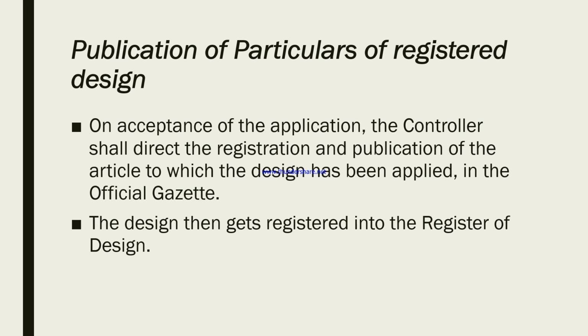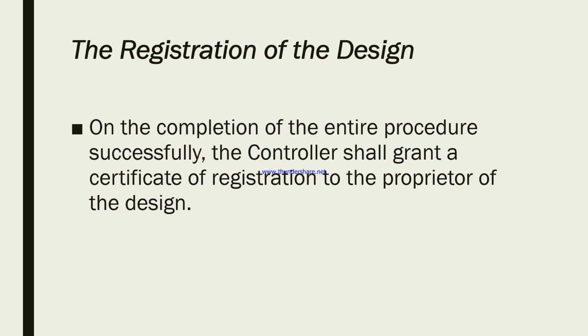Next, publication of particulars of registered design. On acceptance of the application, for example, if the Controller is satisfied that the application is correct and the registration can be proceeded, the Controller can direct the registration and publication of the article to which the design has been applied in the official gazette. So, news of registration of the design will be published in the official gazette. The design then gets registered into the register of designs.